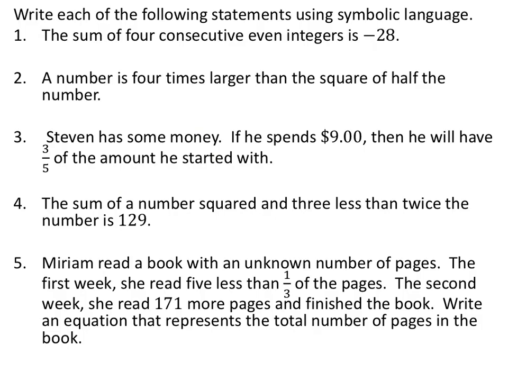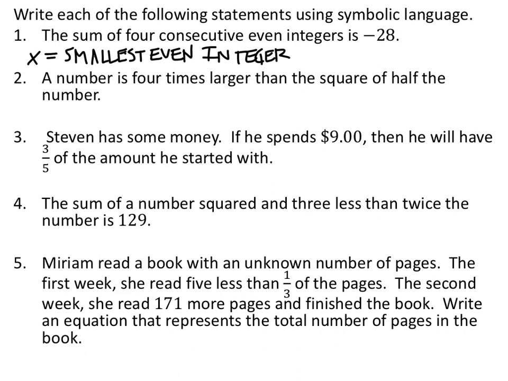All right, write each of the following statements using symbolic language. So we just want the equation on this. Number one, the sum of 4 consecutive even integers is -28. So let's define our unknown on this first, which is, for us, going to be x. And I'm going to say x is the smallest of the even integers. So an integer is just a whole value that's either positive or negative, but it could be 0 as well.